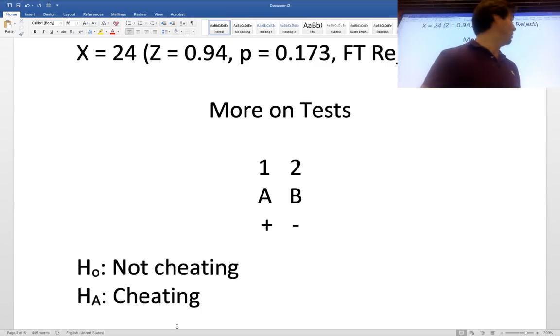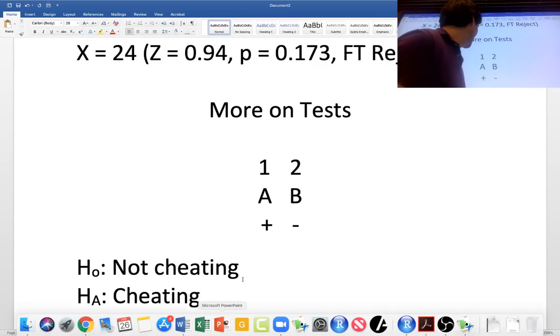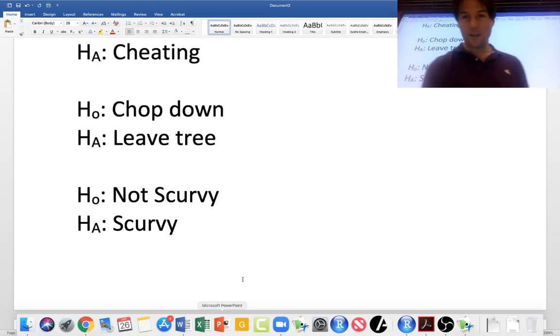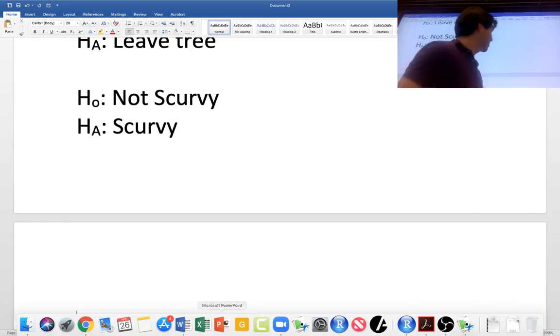So we got this right here. We know what the nulls and alternatives are. The internet turned back on, so we like that.